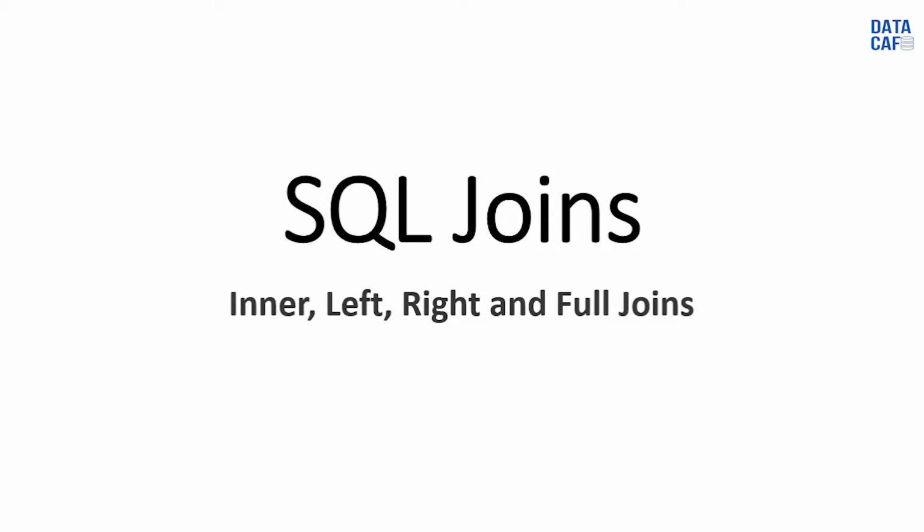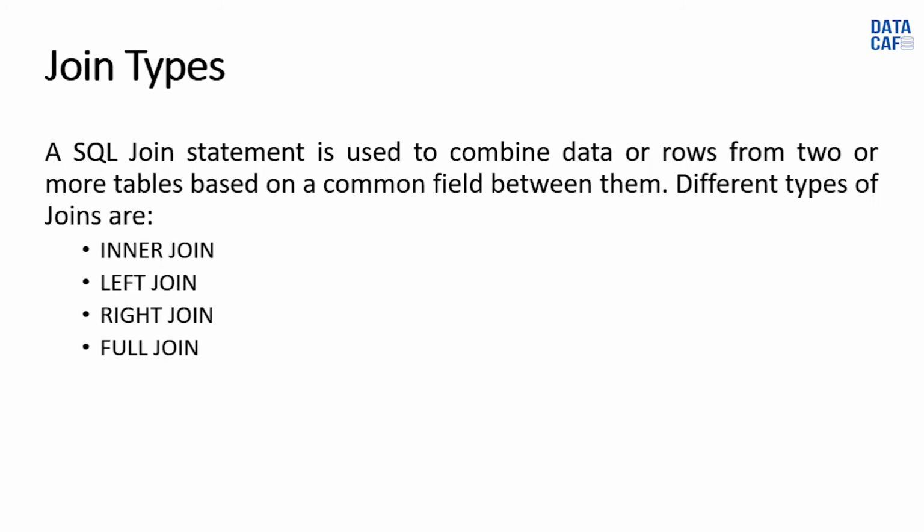So now we will move to the available joins in SQL Server. First we will see what are the join types available in SQL. First we will see what is a SQL join. Basically a SQL join statement is used to combine data or rows from two or more tables based on the common fields between them. Different types of joins are inner join, left join, right join and full join. As I explained earlier, we will see them one by one.